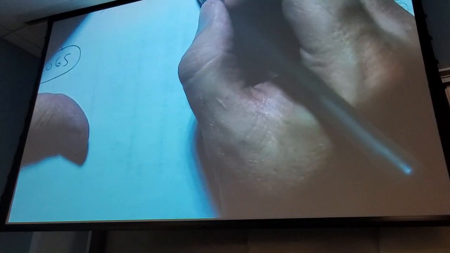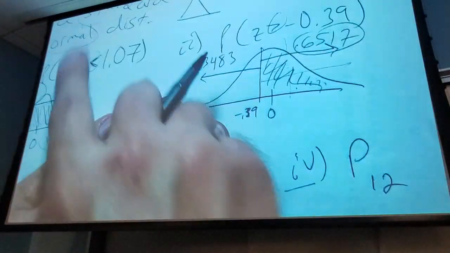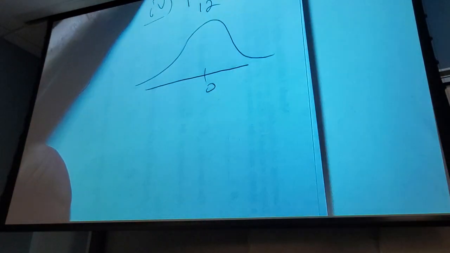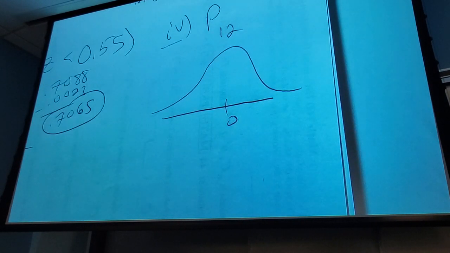Remind me what this means. Probability of 12. That's the 12th percentile, right? Do you see how this is part 4? We're still in the same problem, correct? So I still have this. Where would the 12th percentile be? What does 12th percentile mean? 12% is below it, correct? So the answer here would be the z-score that has 12% below it. Do you guys get that?